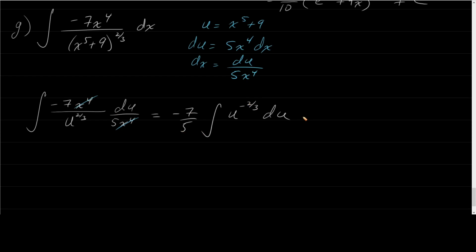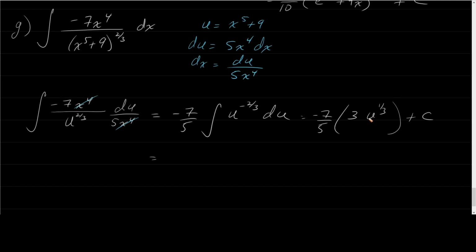Notice that I pulled out the negative 7/5 and that I also brought the exponent up, all right, as a negative exponent. So from there, add 1 to the exponent. So I have negative 7/5 times, add 1 to negative 2/3, that's positive 1/3. Divide by the new exponent, really means multiply by 3 in this case, plus c.